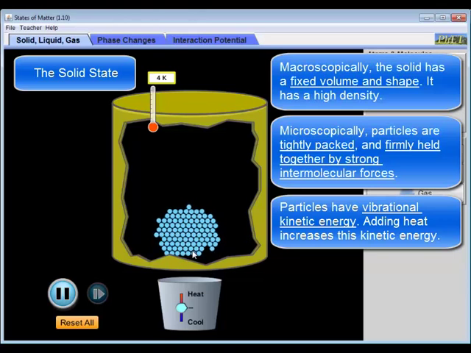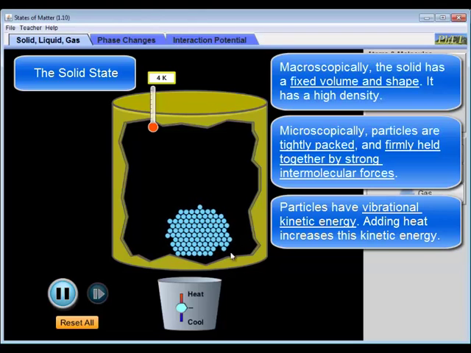And so the kinetic energy in the solid is all vibrational, and what I mean by that is that the particles do not rotate and they do not translate. They don't translate through the solid, so this particle will always remain in the same position within the solid. That'll probably make more sense once we've started looking at liquids.